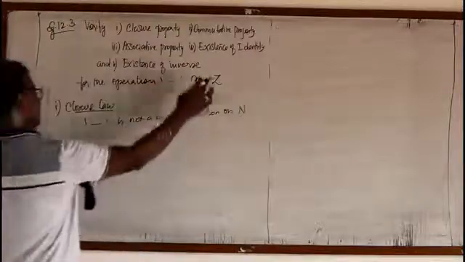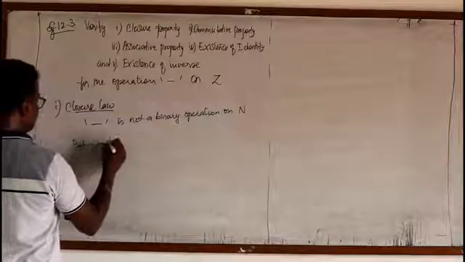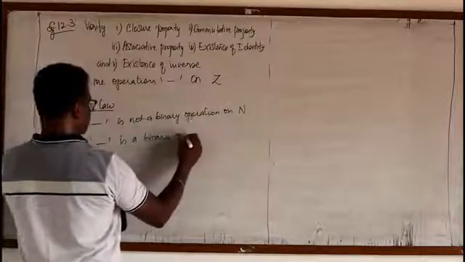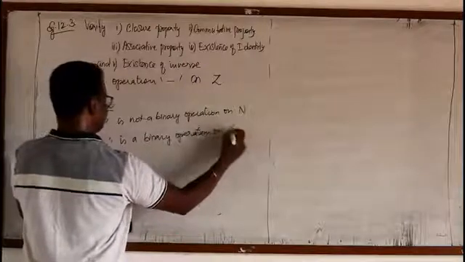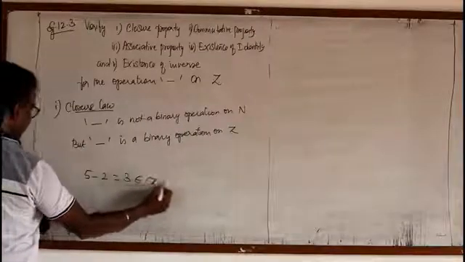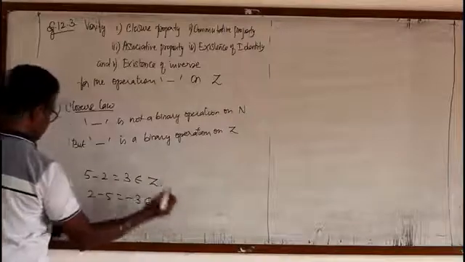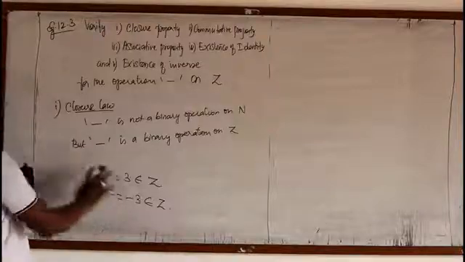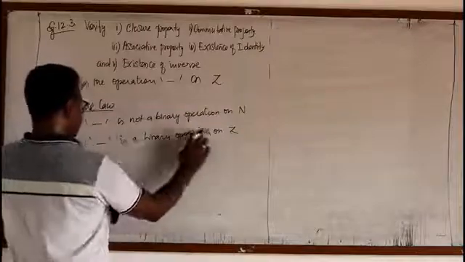But in integers it is a binary operation. Minus sign is a binary operation on Z, because again 5 minus 2 is 3, definitely an integer. Similarly 2 minus 5 is minus 3, which again belongs to Z. Whether they are equal or not, we get an answer which is an integer. Therefore minus is a binary operation on Z.